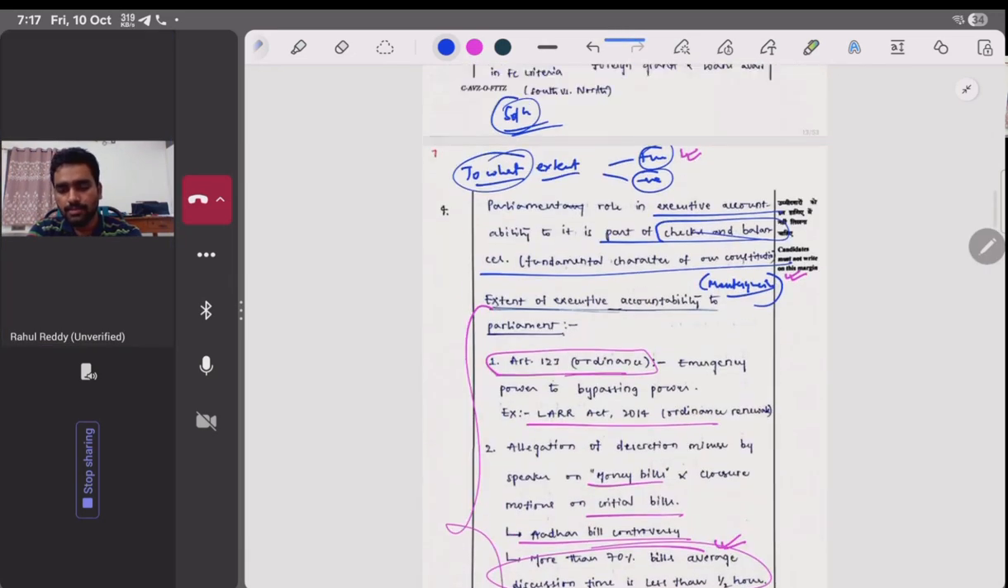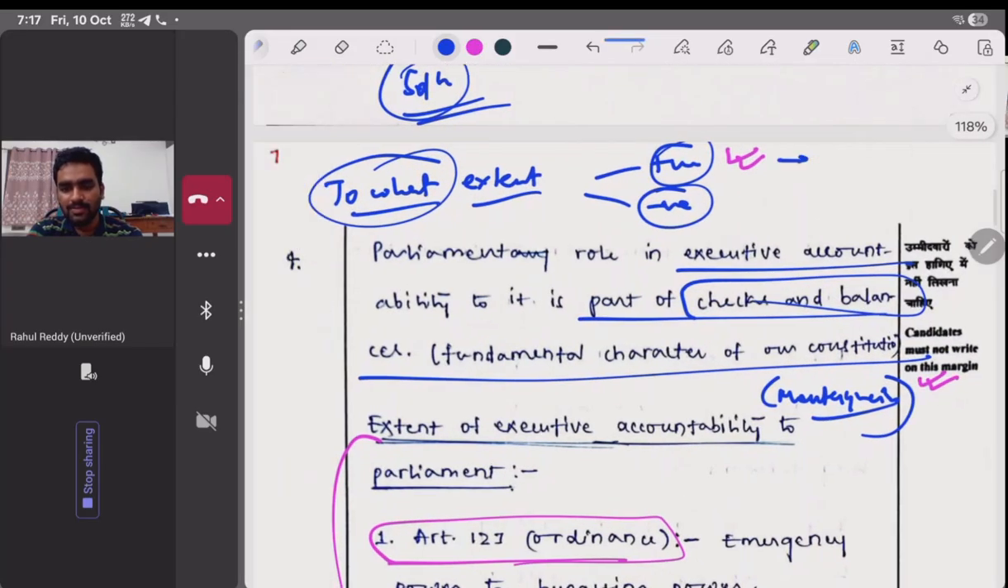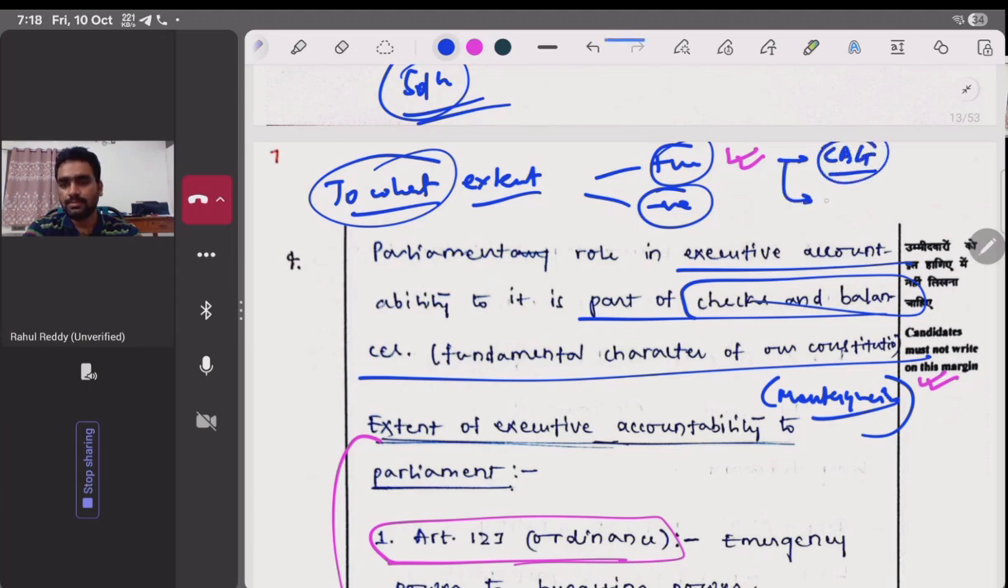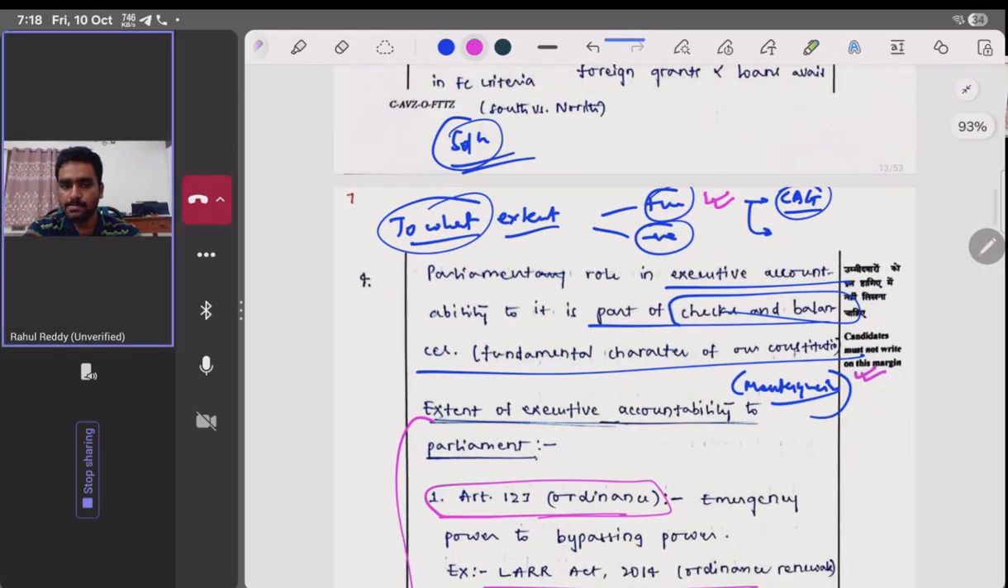Where is the positive? You have to mention how different type of bills are there where you can ensure the accountability of the executive. How the Committee reports, how the DRS is, how the finance committees are there, how the CAG report and all those things. President has to present the report before the Parliament House.